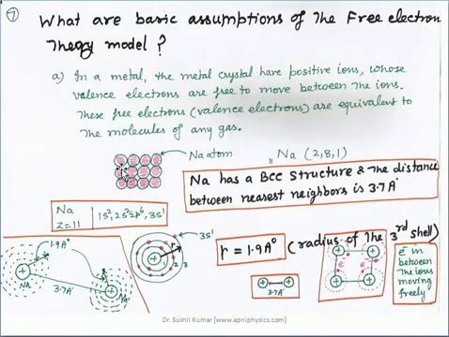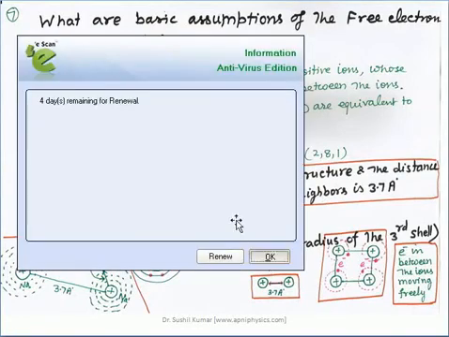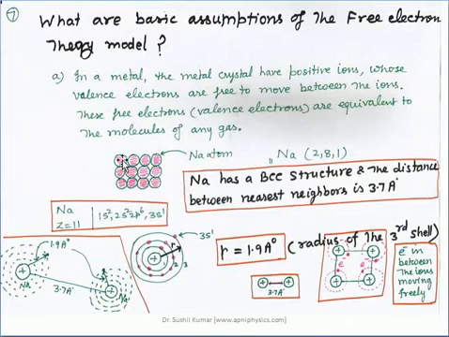Here you can see this is the sodium metal. By this picture I have tried to show that lattice. Sodium has a BCC structure, and the distance between nearest neighbors is 3.7 angstrom. The distance from one atom to its neighbor is 3.7 angstrom. So in this picture the distance between these two atoms is of the order of 3.7 angstrom.